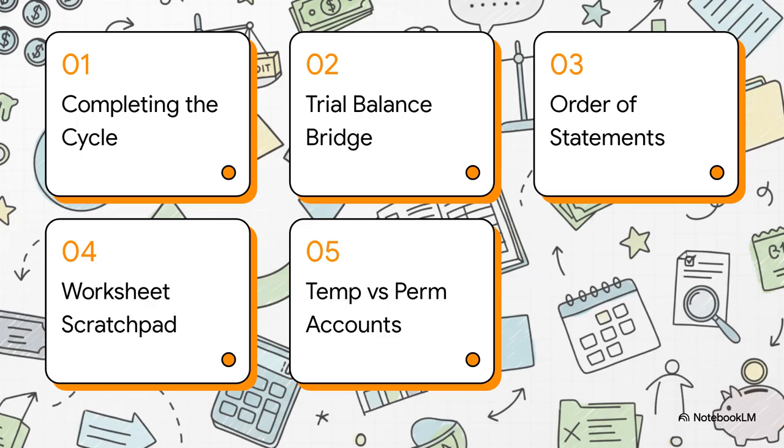Here's our roadmap for today. First, completing the accounting cycle. Second, the trial balance bridge. Third, the order of financial statements. Fourth, the accountant's scratchpad. And finally, temporary versus permanent accounts.